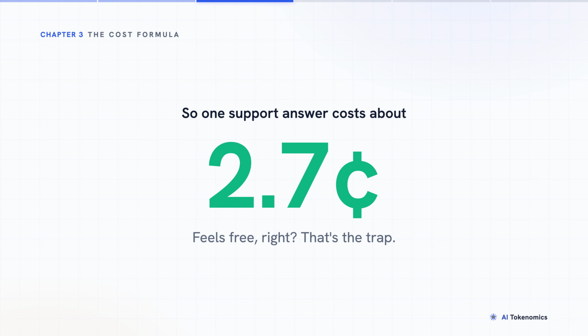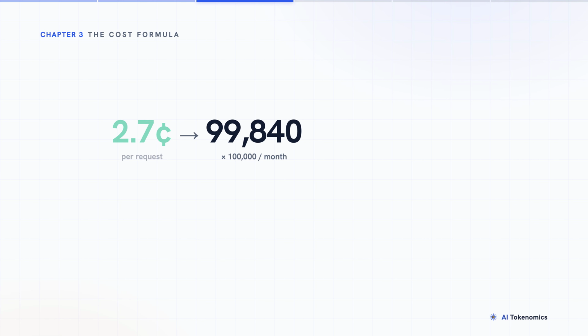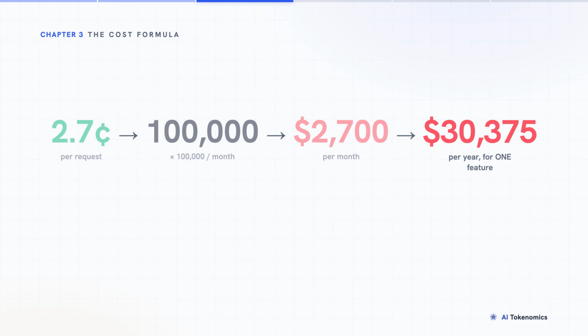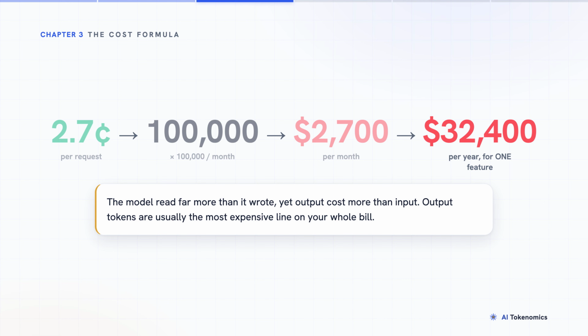Feels free, right? That's the trap. Now multiply by 100,000 requests a month. 2.7 cents becomes $2,700 a month, over $30,000 a year for one feature. And notice something, the model read far more than it wrote. 5,000 in, 800 out. But the output cost more than the input. Output tokens are usually the most expensive line on your whole bill. Remember that. It changes how you design everything.